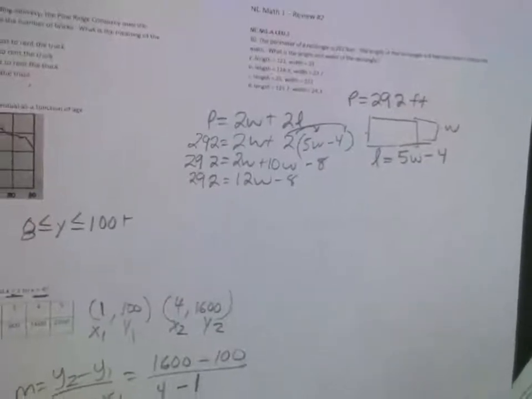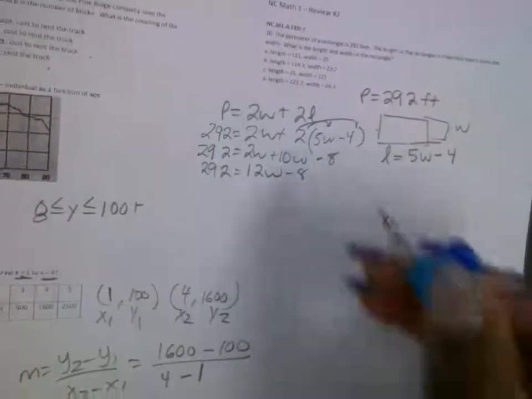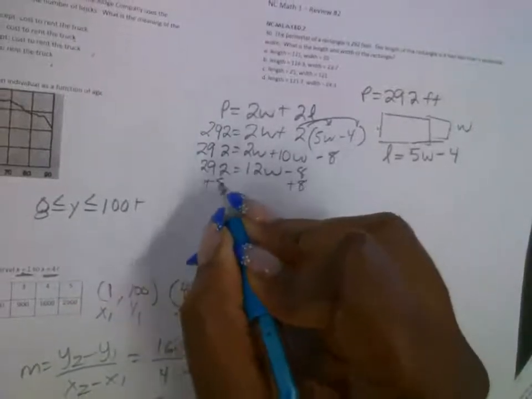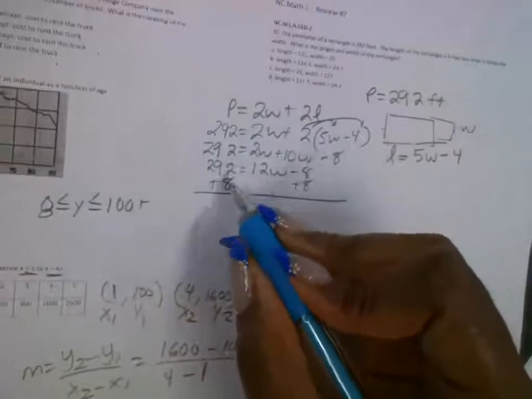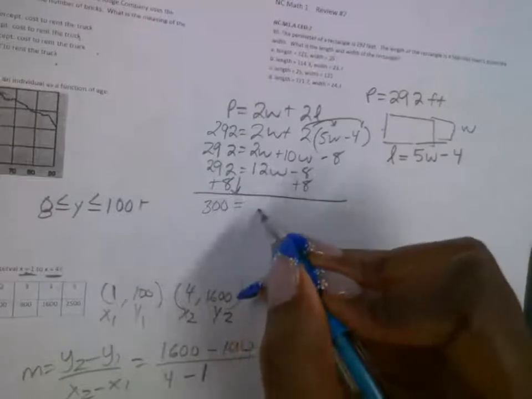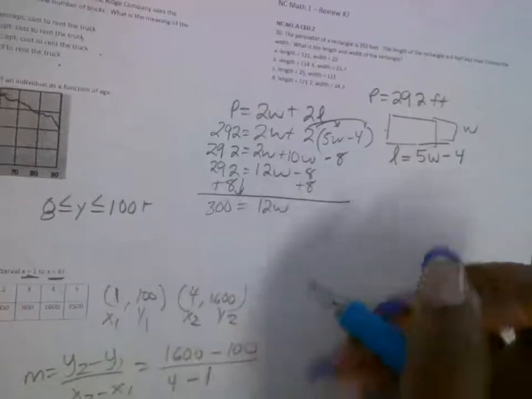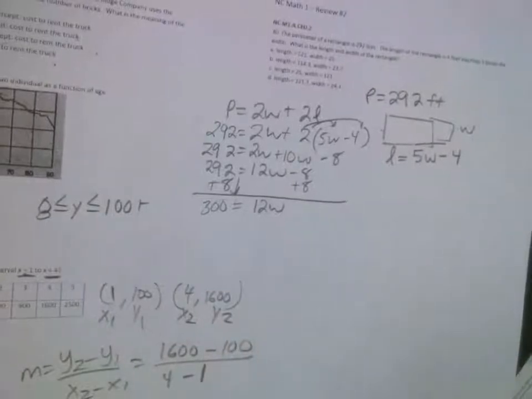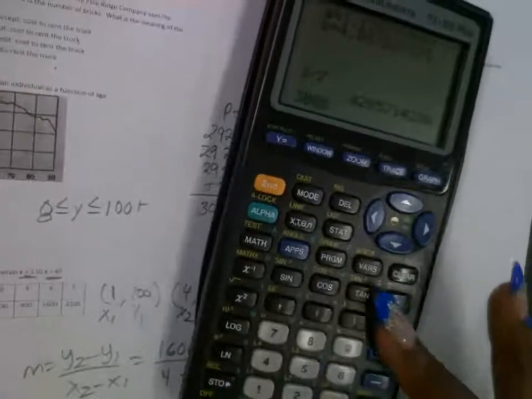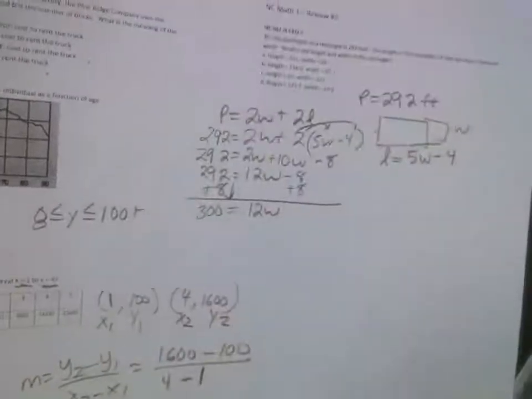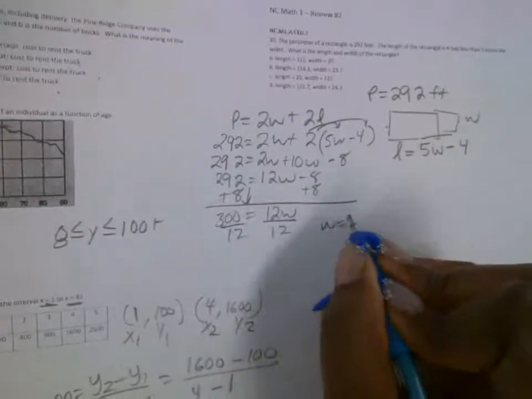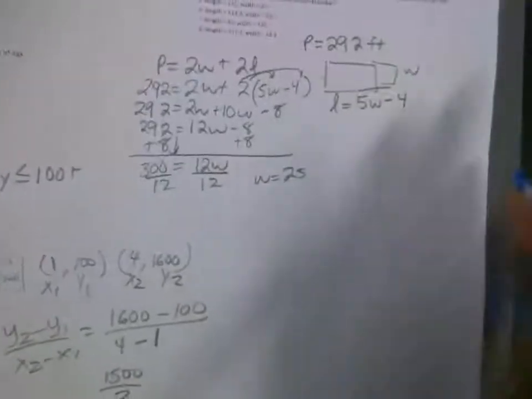All right. So now I'm going to add 8 on both sides. So when I get this, this gives me 300, right? And this gives me 12. Okay? So now I'm going to divide 300 divided by 12, and that gives me 25. So W is 25.